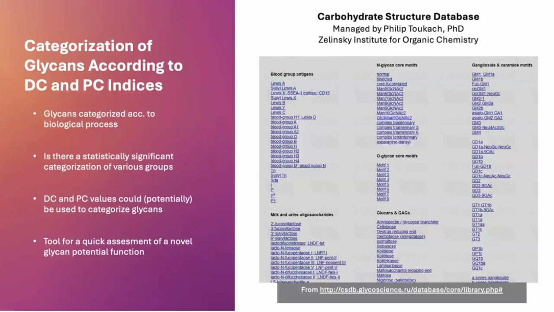So first downloading the database, and the idea is making a tool to make use of those indices as a low computation, not a computation intensive way to try to predict or associate the functions of novel glycans. If a person discovers a new glycan, can they associate the biological function based on DC or PC index? Of course, go in the right direction. You can go to the next slide, Dave.